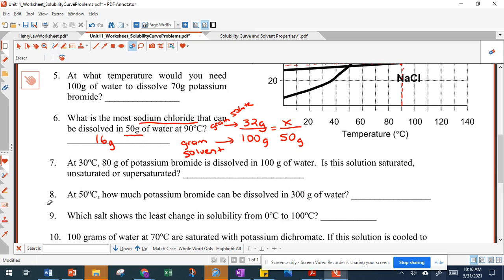So you're going to have to do something similar for number 8. There you have 300 grams of water, so you're going to have to, again, set up a proportion, or maybe just think about tripling, or whatever with your recipe. Now, when you see a question like this, which one shows the least change in solubility, you're going to look at the slope of your curve to see which one has the most dramatic slope or which one has the least amount of slope, to figure out that.